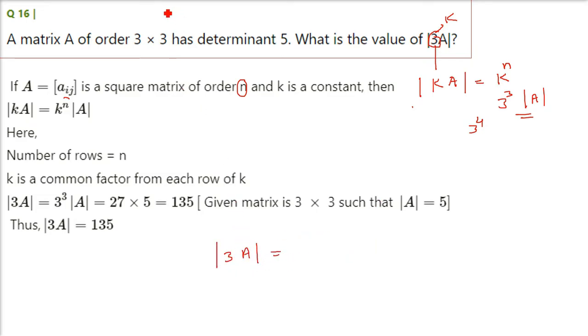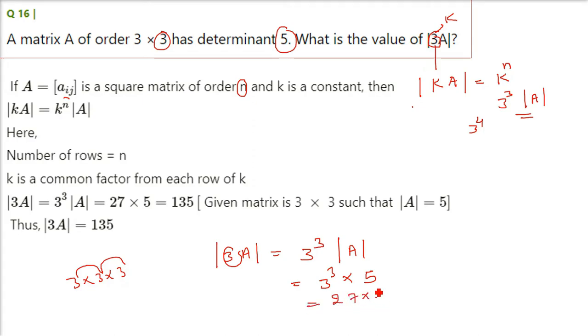So how do we do this? First, we will take the order. This is k, we are taking k outside, raising it to the power of the order, 3 to the power 3, and the determinant. Determinant has the value 5. So 3 raised to 3 is 3 into 3 into 3. 3 3s are 9, 9 3s are 27. So 27 into 5 is going to be 135.